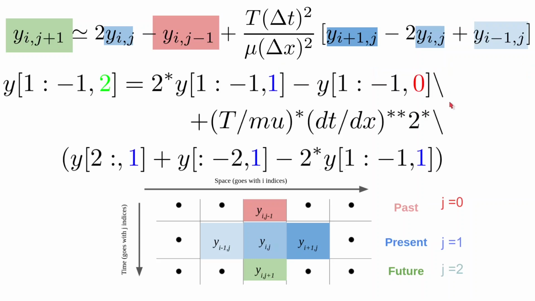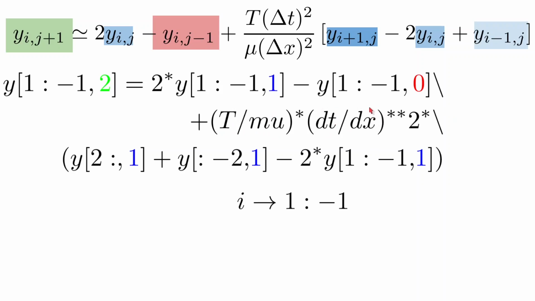I'm using a line continuation character here to fit onto multiple lines. That's the one case where Python does not care about indentation, on the next line after a line continuation backslash. Here we have the tension and the linear density of the string, the discrete time step, and the discrete spatial step. So this is a single step. Notice the pattern here. Wherever I had an i in my initial algorithm, I replace it with a 1 colon minus 1. i plus 1 becomes 2 colon. And i minus 1 becomes colon minus 2.